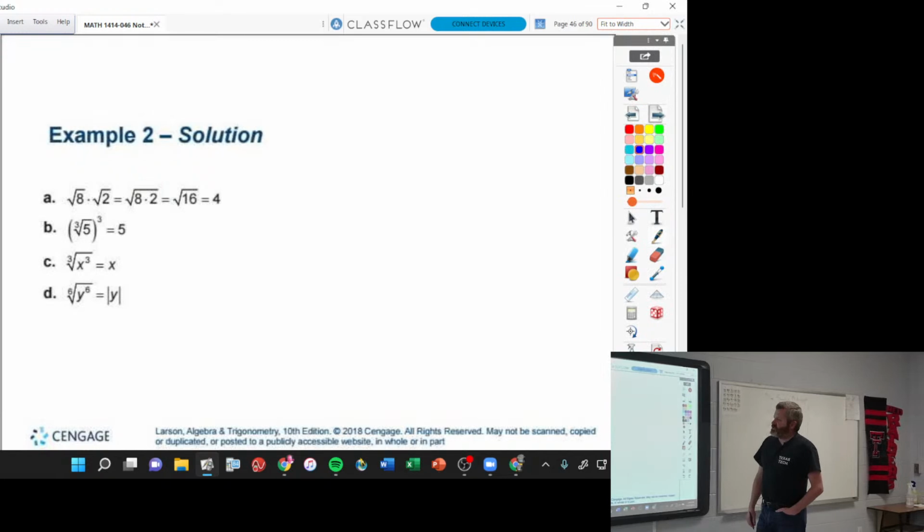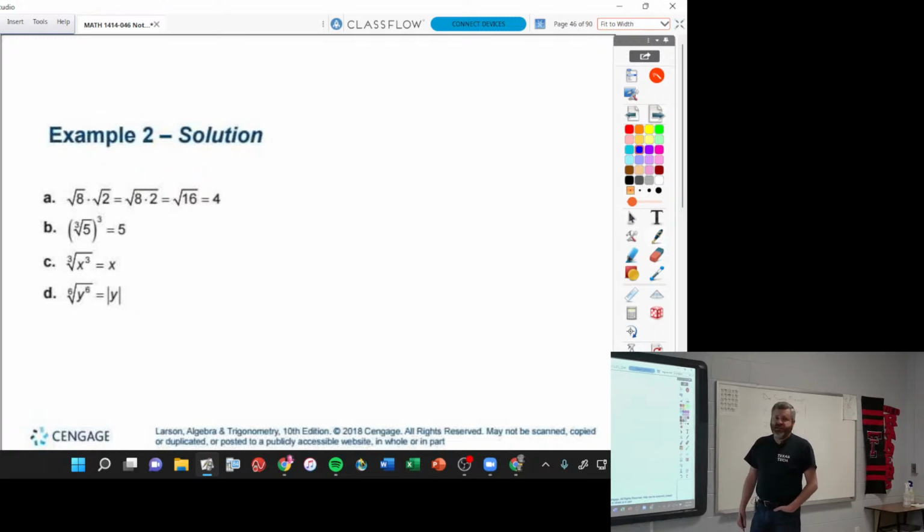And here are the answers. As you can see, on part A, I got 4. On part B, I got 5. Part C was x, and part D, absolute value bars, again, because that index was even.